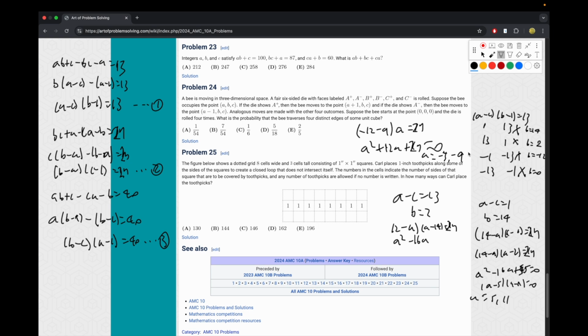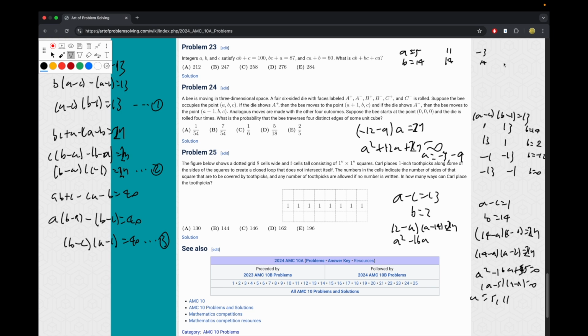Okay, so we have to check them. So we have multiple cases here. First case, we have a equals 5, b equals 14. The second case, we have a equals 11, b equals 14. Next one, negative 3. And wait, which one is this one? Is it when b equals 14, right? 14, I'll erase them. B equals 14.